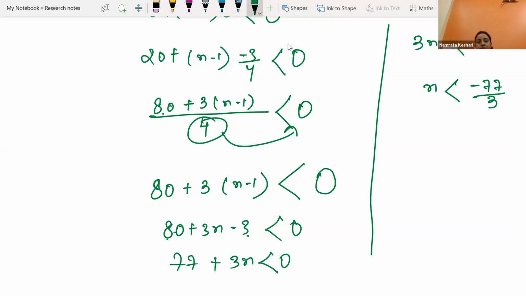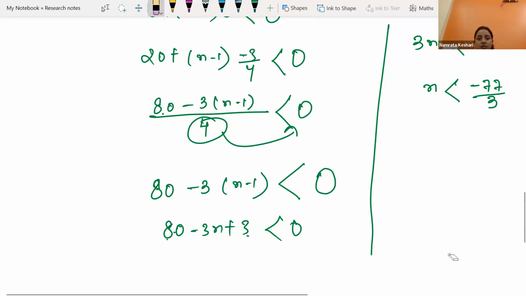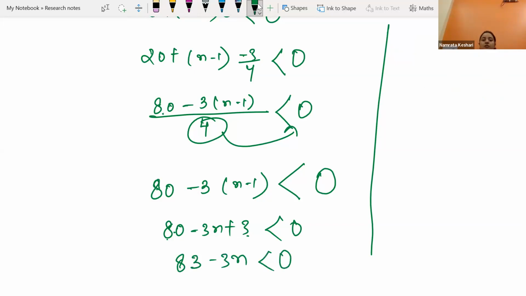Over there, when you took the 4 as the denominator of the whole expression, you're supposed to have minus 3 into n minus 1, right? How did plus 3 come? Yes, it will be minus 3 over here. It will be minus 3n plus 3. And we'll have 83 instead of 77. We'll have minus 3n is smaller than 0.